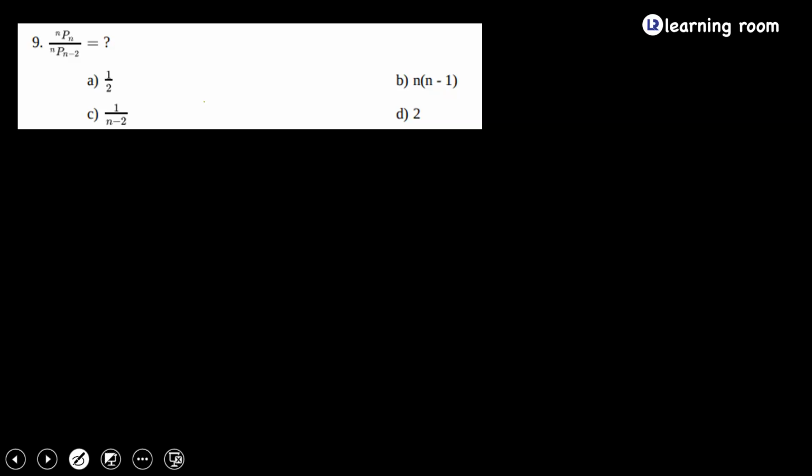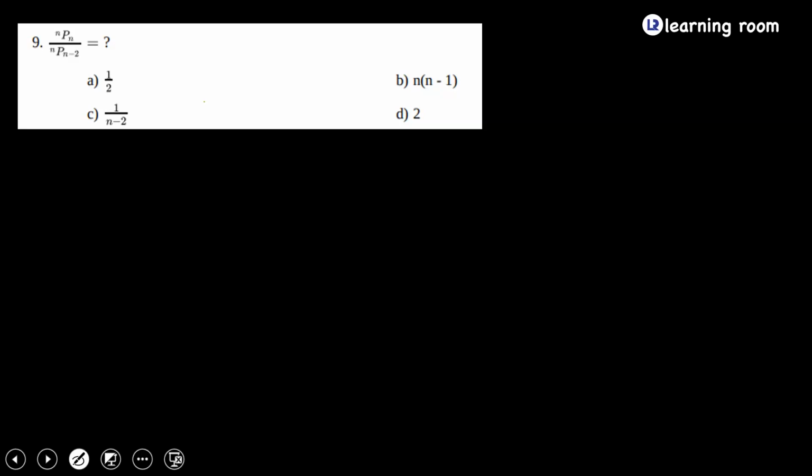Sorry. 1 by n minus 2. How many of you got that? You made a mistake in the denominator. I'll tell you, listen to this. What is n minus of n minus 2? So n and n will get cancelled. You will be left out with 2 factorial, not 1 by 2. 2 factorial.